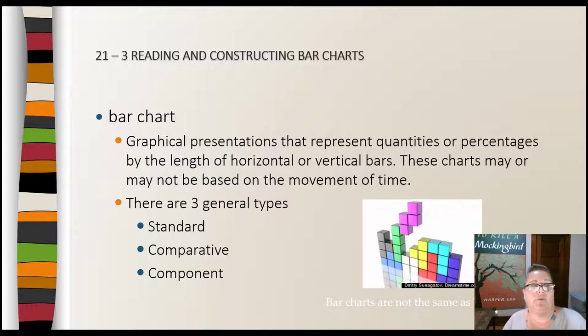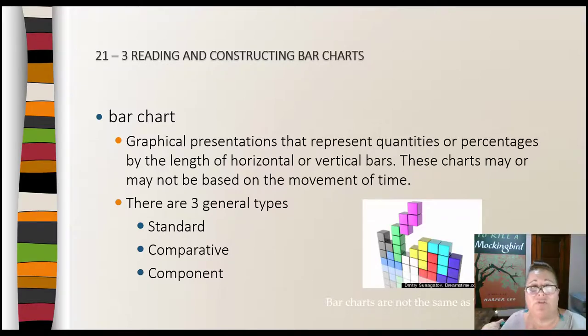The next type of graph we want to talk about is the bar chart. A bar chart is a graphical presentation that represents the quantities or the percentages using a horizontal or sometimes a vertical bar. Sorry, horizontal goes this way. Yep, vertical goes this way. These charts are sometimes based on time, sometimes not.